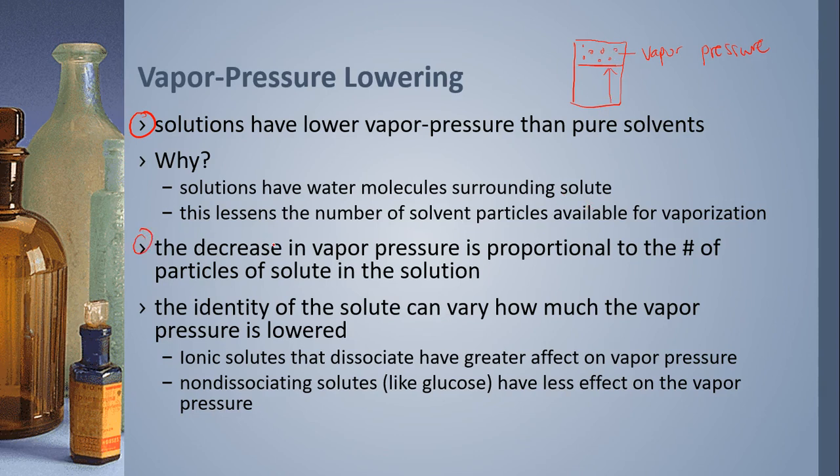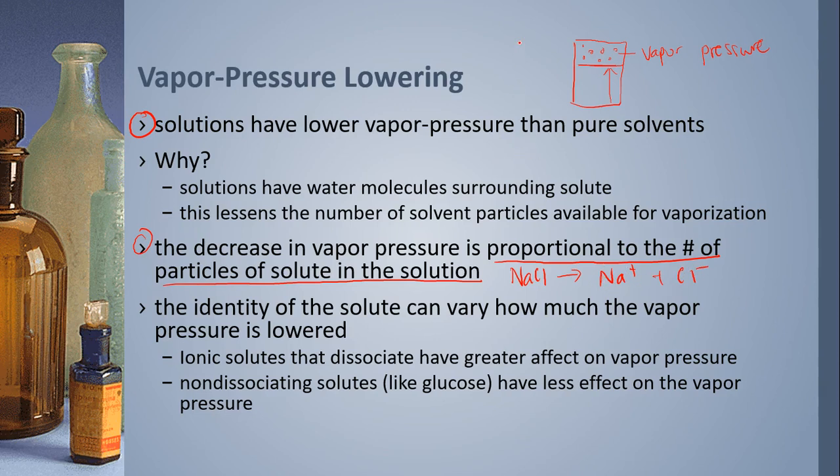Now, this statement right here says that the decrease in vapor pressure is proportional to the number of particles of solute in the solution. Say what? Well, quite simply put, the more pieces that the solute breaks into, the greater the effect on vapor pressure. We practiced this in previous lessons. To give you some examples right here, if we had NaCl, we wrote that this would break up into Na+ and Cl-. It breaks up into 2 pieces, the Na positives and the Cl negatives.